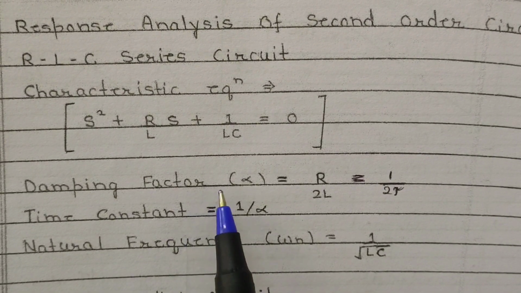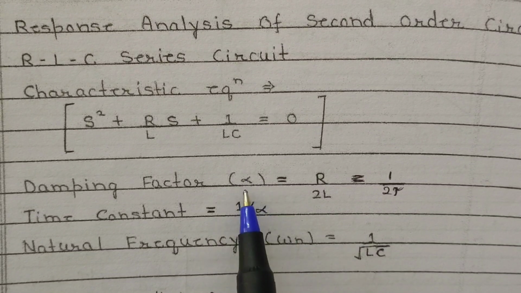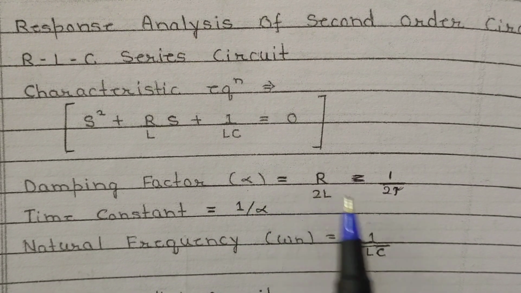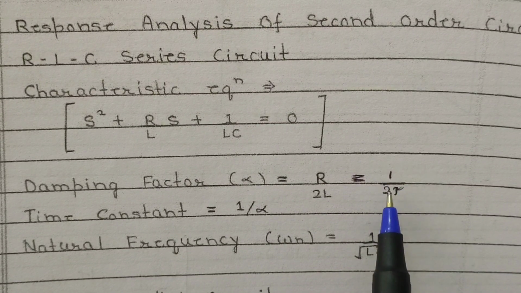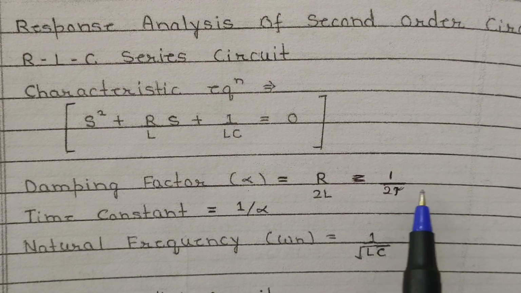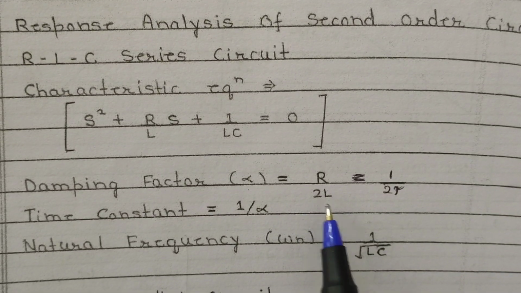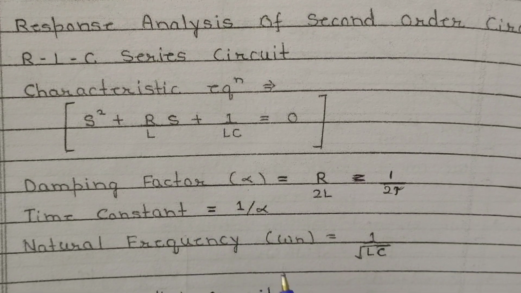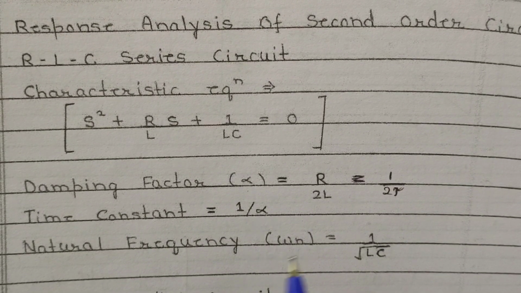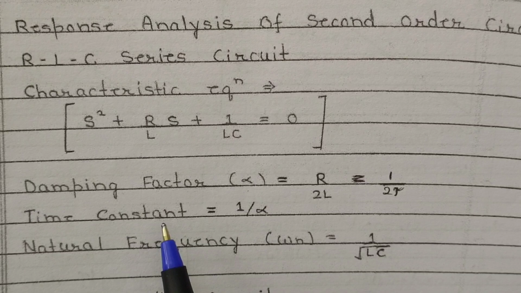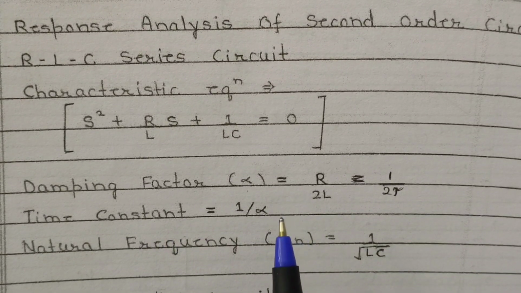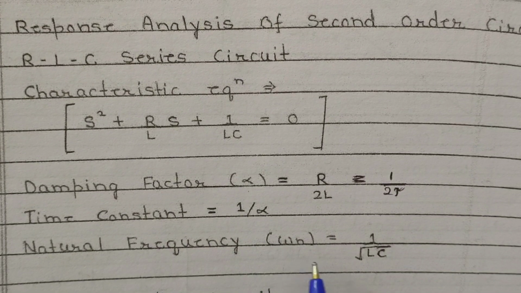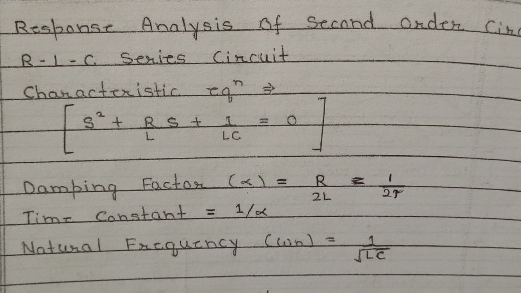Damping factor is represented by alpha. It can be written as 1 by 2 tau, where tau is equal to L by R; R goes to the numerator, so you will get R by 2L. So remember, damping factor is always represented by alpha, and it can be remembered as 1 by 2 tau. Time constant is the inverse of damping factor. If you get the damping factor, you get the time constant. The natural frequency formula is 1 by root LC, which is a standard one.